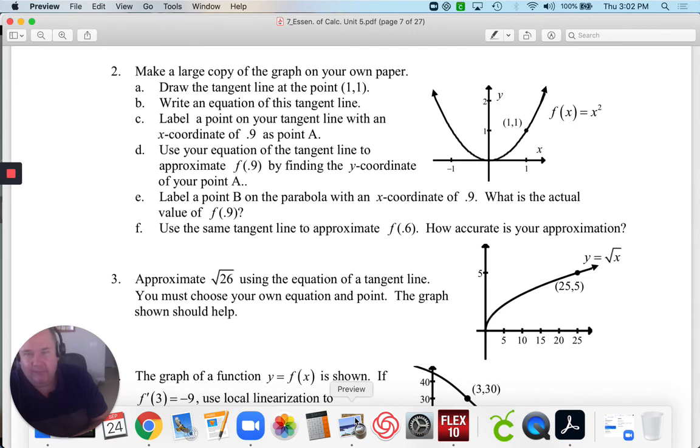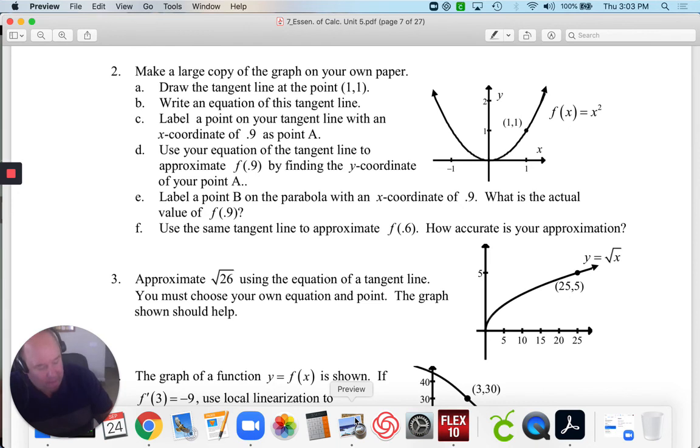Use the same tangent line to approximate 0.6. So if I use 0.6 into the tangent line, I got 0.6 take away 1. So that's negative 0.4. So if I double that, it's negative 0.8 plus 1, so that's 0.2 I have.